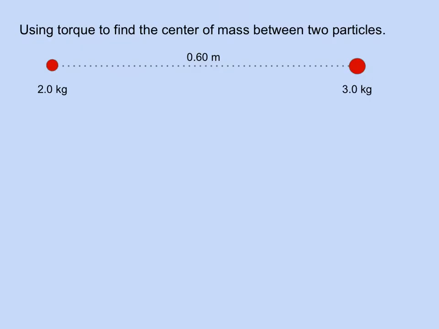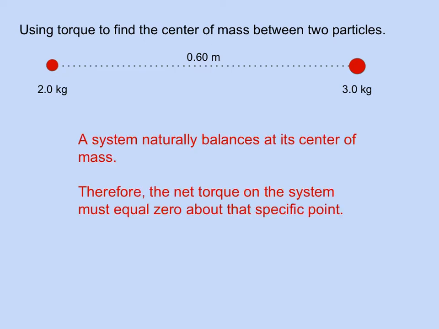We can use torque ideas to find the center of mass between two particles. The main idea is that a system naturally balances at its center of mass. So if we locate where that center of mass is, the net torque would have to equal zero, or all the individual torques would have to sum up to zero, based on whether they are pointed into the page or out of the page.